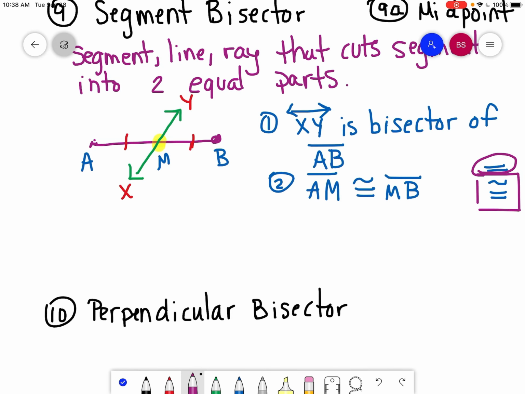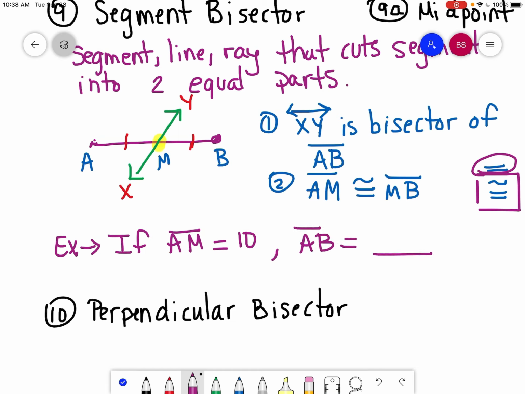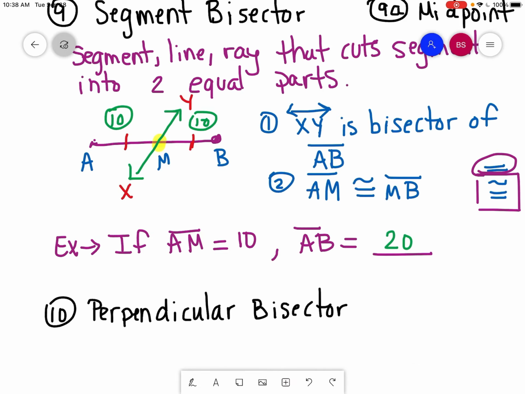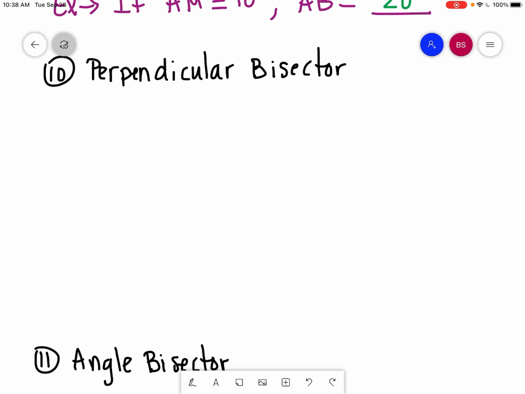All right. So I can do a quick example. If segment AM equals 10, what is AB? Well, I'm going to label my picture with that number. AM is 10, okay? And it has tick marks, so that means MB must also be 10. Therefore, the whole thing, AB, should be 10 plus 10, which is 20. We're going to do some examples in class together about that.